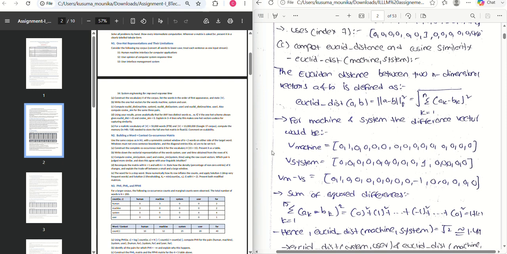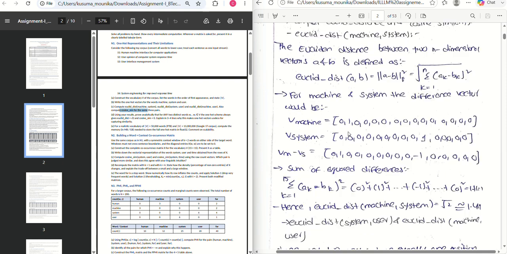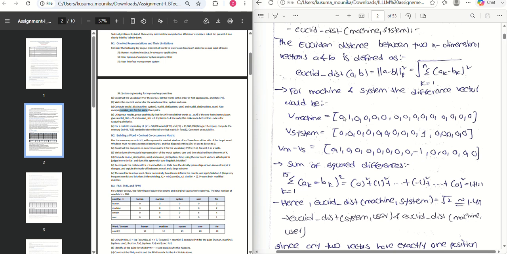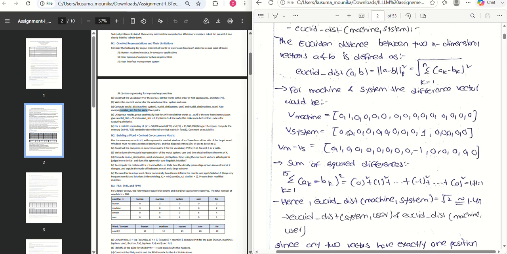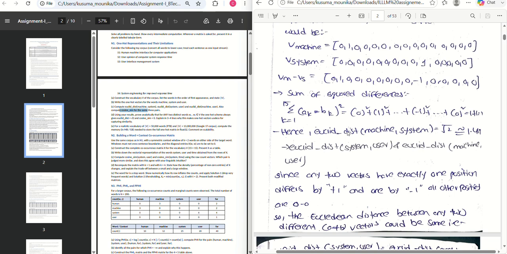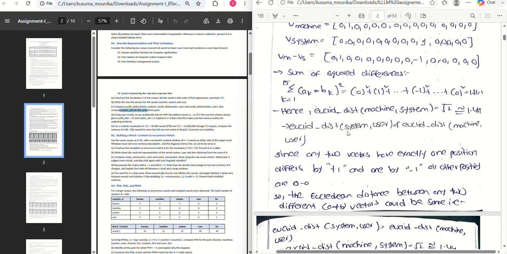Part C: the question is to compute the Euclidean distance for the given word pairs. The Euclidean distance between two n-dimensional vectors can be defined by the formula, for missions and systems. We have observed these vectors, and we can calculate the difference vectors: 0 minus 0 is 0, 1 minus 0 is 1, and so on. Here 0 minus 1 is minus 1. When we calculate the sum of differences, we get the final answer, which is 2.